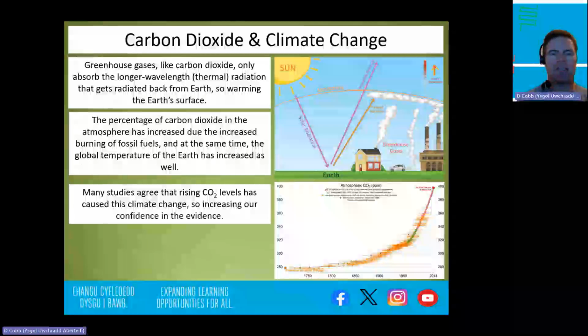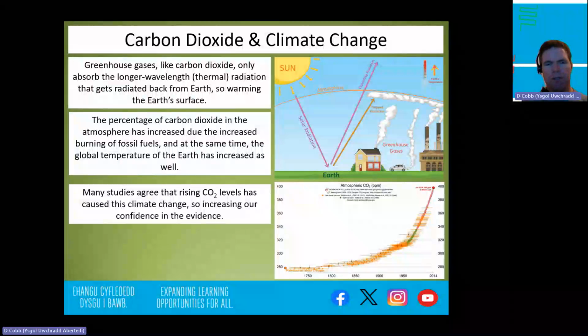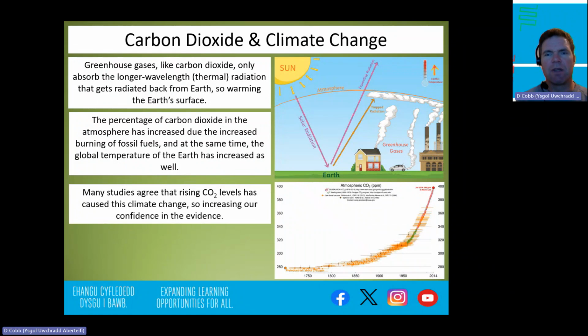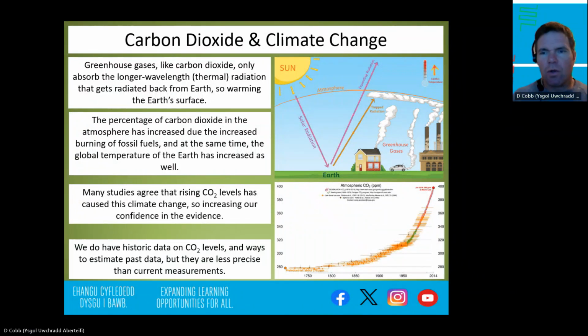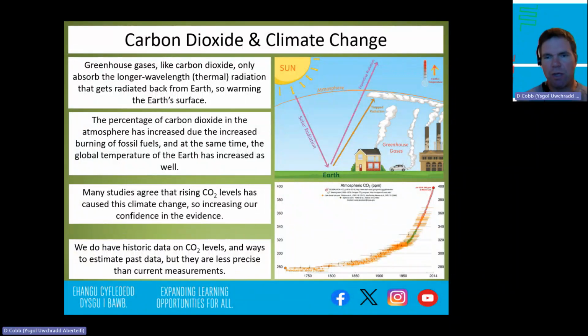And because many scientists and many studies have formed this conclusion, we're confident in the evidence, and we're confident that's the case. There's always likely to be some who will disagree, but the overwhelming majority of the studies, and the scientists that carry out or look at these studies, agree that the rising CO2 levels have caused the climate change. Okay. We've got very good evidence for what's happened to CO2 levels in recent years, I'd say the last 50 or 100 years. We can actually go back further, but the methods used are not as good as the ones we use nowadays, so we say they're less precise than the current measurements that we have.